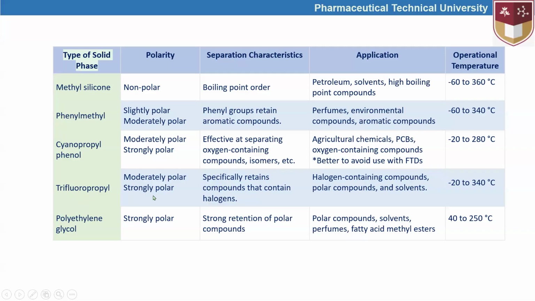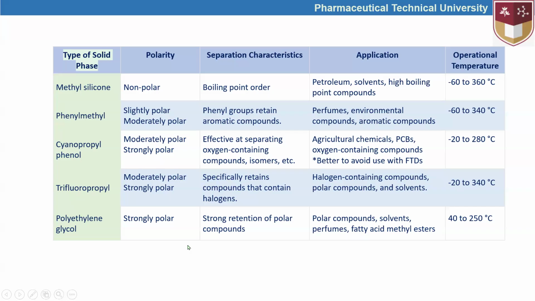Trifluoropropyl has moderately polar to strongly polar polarity, and it specifically retains compounds that contain a halogen, since it has three fluorine. The operational temperature is between minus 20 centigrade to 340.